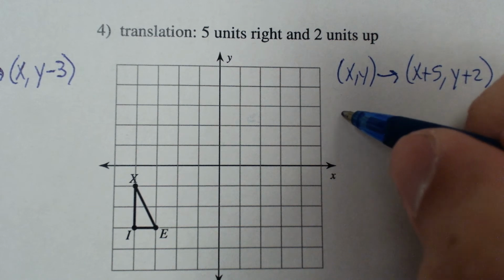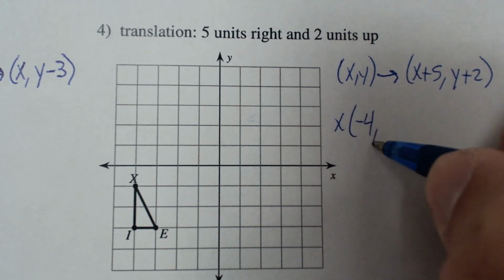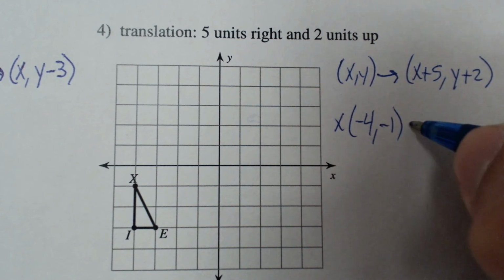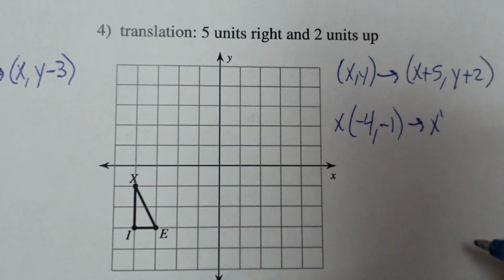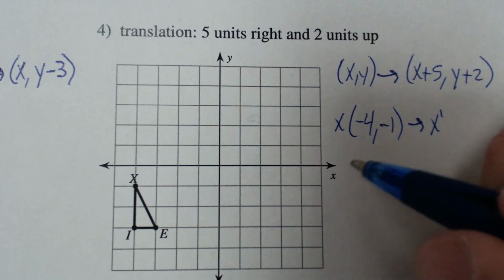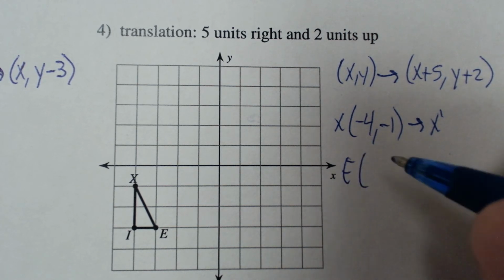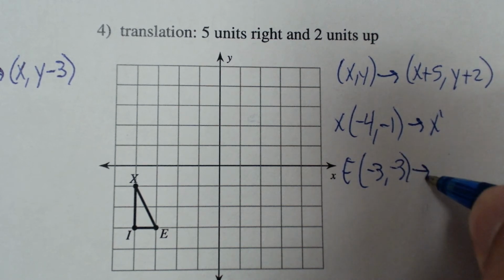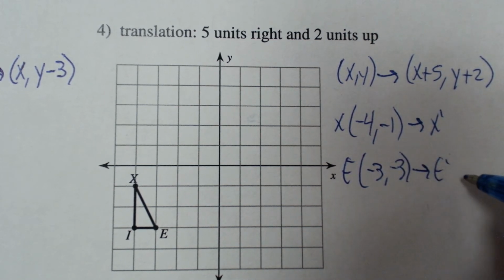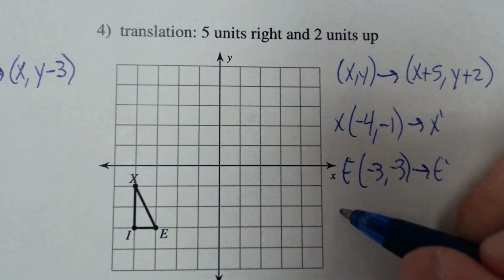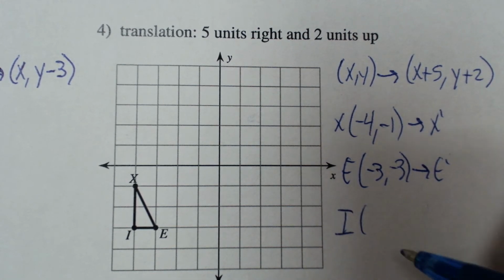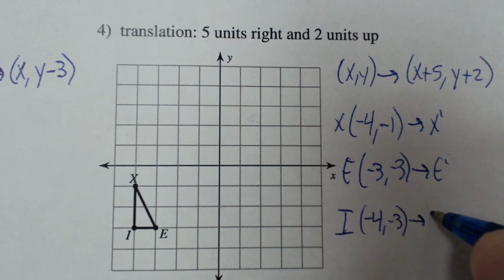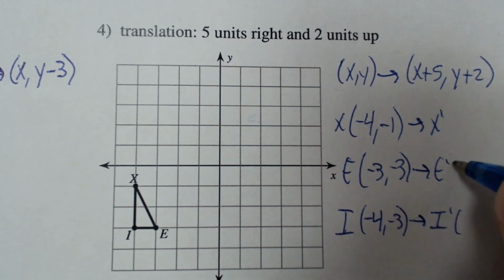And you're gonna take your original coordinates here. Your original X is -4, -1. We're going to see what X prime is. E is -3, -3, and we're going to see what E prime is. And I is -4, -3. We're going to see what I prime is.